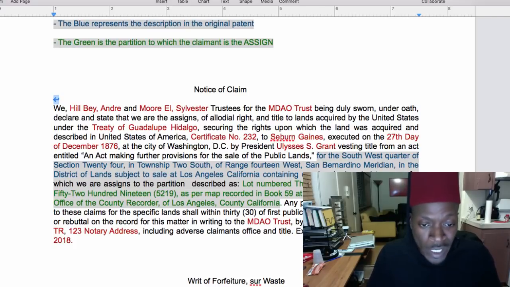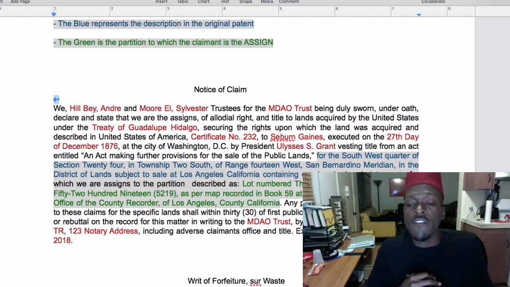We, Hill Bay Andre, and Moore Il Sylvester, trustees for the MDAO Trust, being duly sworn under oath, declare and state that we are the assigns of allodial right entitled to lands acquired by the United States under the Treaty of Guadalupe Hidalgo, securing the rights upon which the land was acquired, as described in the United States of America Certificate Number 232 to S. Gaines, executed the 27th day of December 1876 at the city of Washington, D.C. by President Ulysses S. Grant, vesting title from an act of Congress entitled An Act to Further Provisions for the Sale of the Public Lands for the Southwest Quarter of the etc., etc.